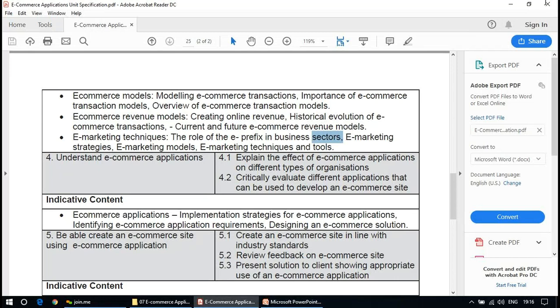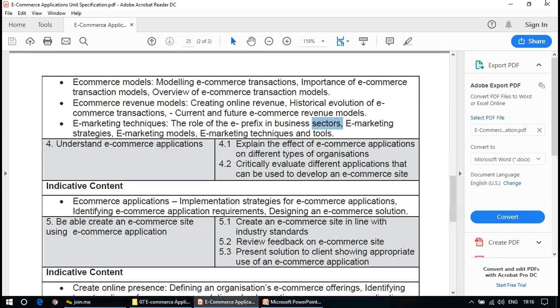What kind of applications can you create in e-commerce? Explain the effect of e-com applications on different types of organizations, and critically evaluate different applications that can be used to develop an e-com site. Overall, we have to discuss e-com applications, implementation strategies for those applications, identifying e-com application requirements, and designing an e-com solution.